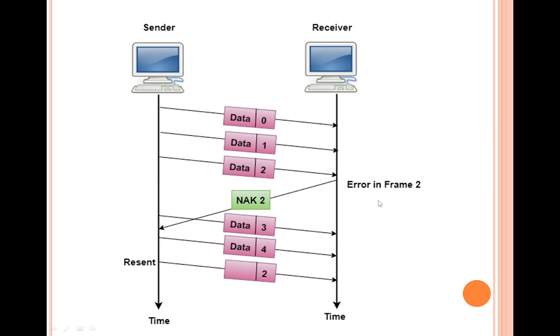But an error happened on data frame 2, so it will send the negative acknowledgement signal to the receiver. At the same time, data frame 3 has been transmitted to the receiver. After that, data frame 4 will also be transmitted, then data frame 2 will be retransmitted. Okay, so that's the idea.